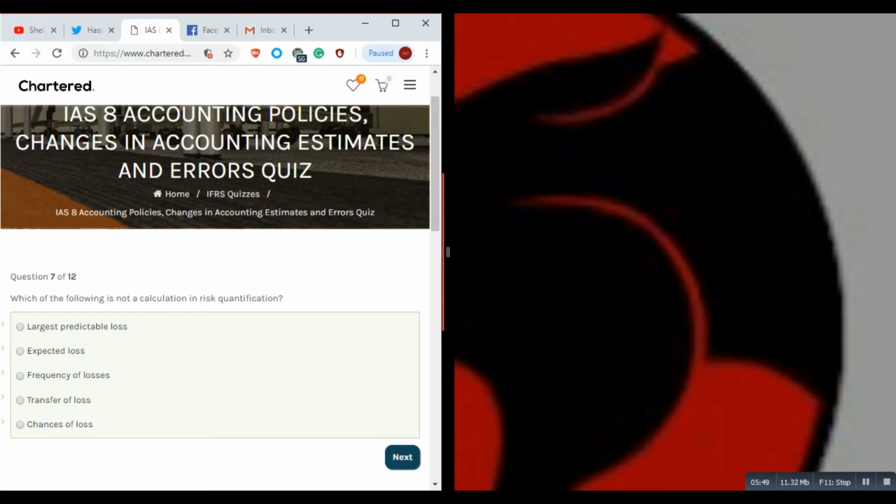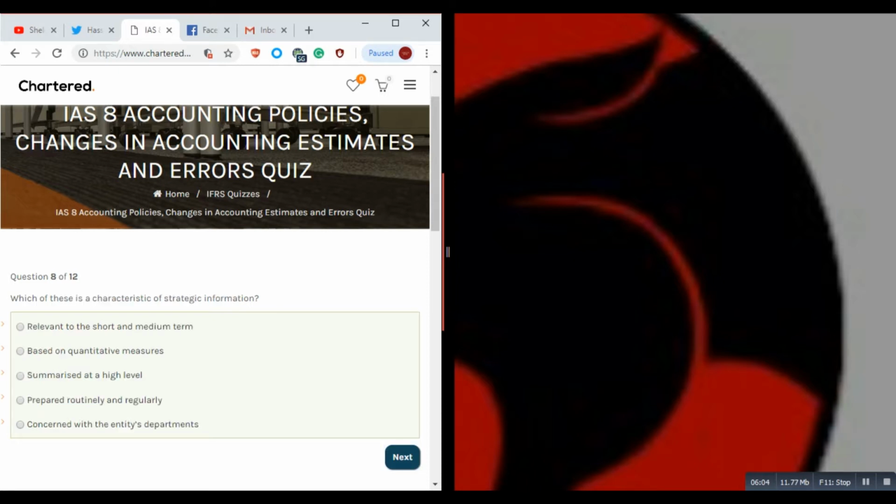All the five except the fourth one deal in quantification, because "always" obviously talks about some sort of volume, some sort of result in numbers. So transfer of loss is not a calculation.